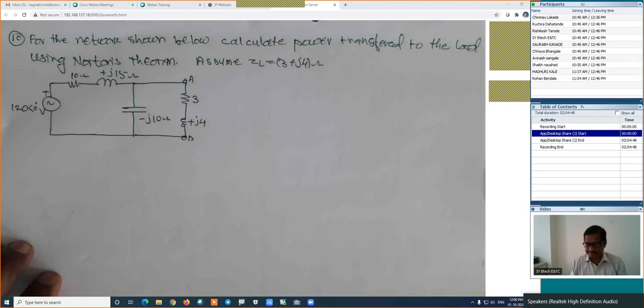In this case, for the network shown below, calculate power transfer to the load using Norton's law. This circuit doesn't have a dependent source. That's why the method will be the normal one.